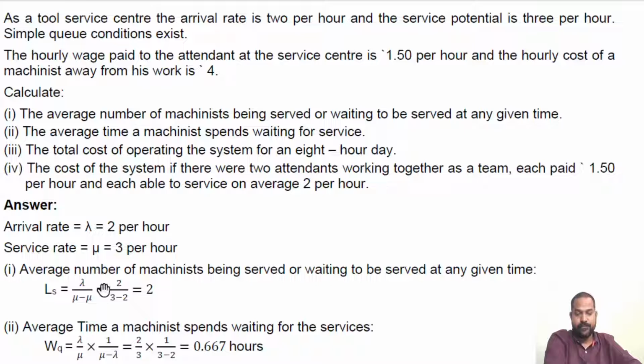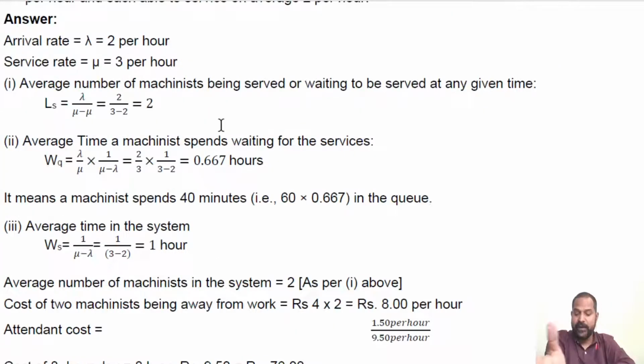Next, the average time a machinist spends waiting for service. Where does someone wait for service? In the queue. So you are basically asking waiting in the queue. Waiting in the queue is, like I told you, if you write it in hours, it is going to be a decimal. So it's going to be basically 4 by 6. But if you write it in minutes, it's going to be 40 minutes. Anyhow that you want to write is okay.